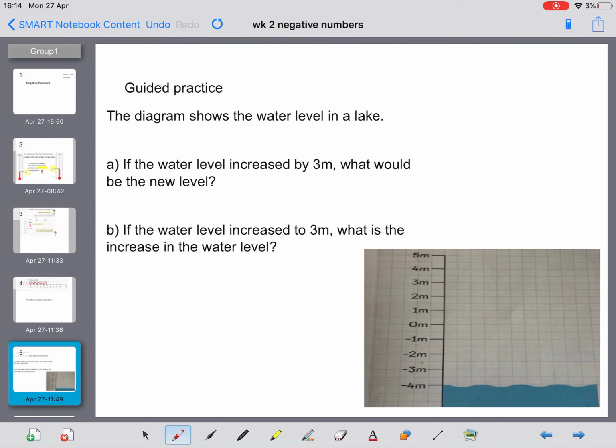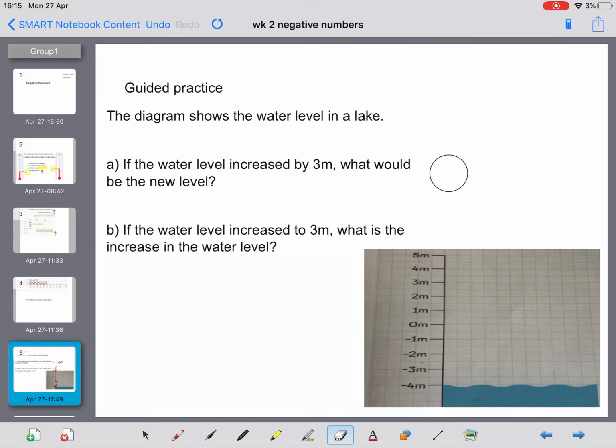Right, so here's some guided practice. Again, it's a photograph in the book, so it was very hard to sketch this out on the presentation myself. You can see that the water level is here, -4 meters. And the first question, if the water level increased by 3 meters, what would be the new level? So we know where the water level is, it's at -4, and we're going to increase it by 3. Luckily it's got a number line at the side here, so you can just count up 3. It's increasing, so it's going up, 1, 2, 3. So the new depth would be -1 metre.